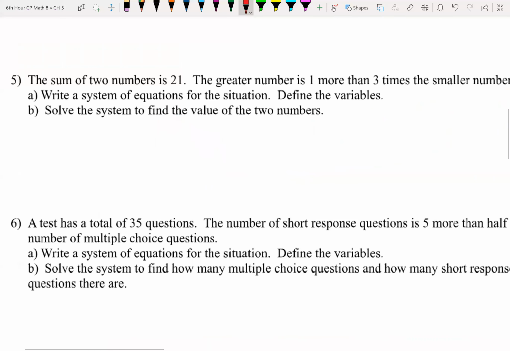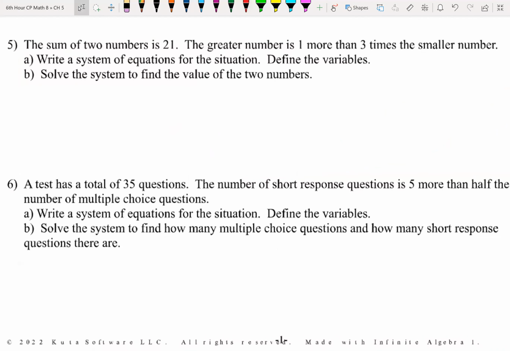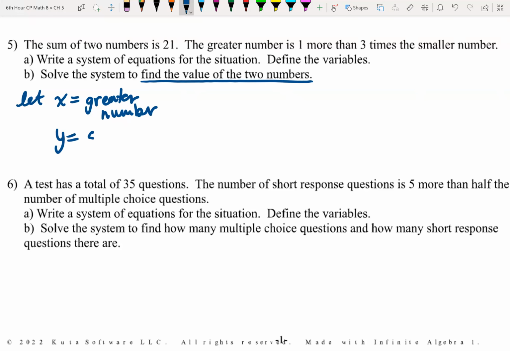Okay, number 5. You've got a bit of a math riddle here where you have two numbers that add to 21 and then some more information. So the first thing we're going to do is we don't know these two numbers. We don't know the value of them. So we're going to write a couple let statements. How about x equals the greater number or the bigger one? And y can be the smaller number.